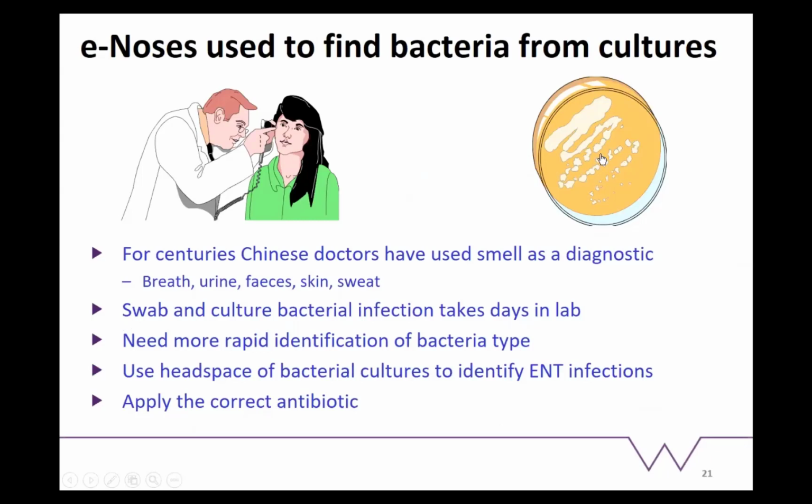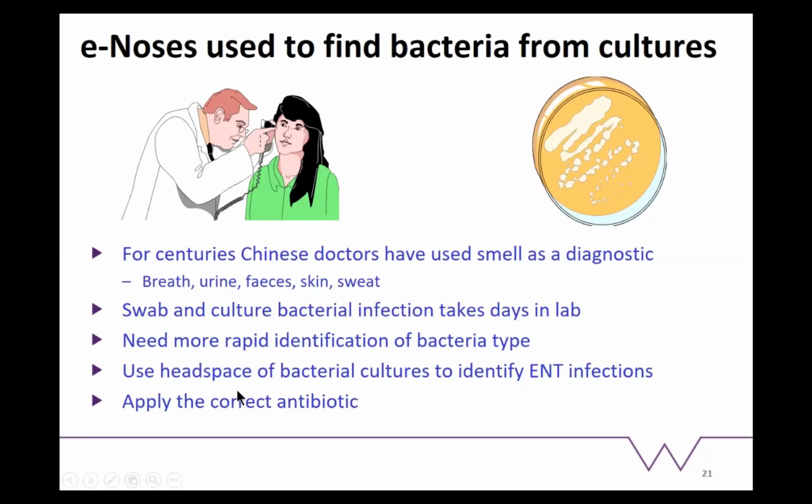So when we started off, I think as the first group to do it in the world, we looked at culturing infections. Now for centuries, Chinese doctors have used smell as a diagnostic. If you smell a patient's breath and you can smell something on it, like acetone, they probably have diabetes or maybe a liver infection. We don't do it in the West, but what we have looked at is trying to look at breath. I've looked at urine, feces, skin, sweat, and so on. But to begin with, we swabbed patients with, for example, an ear or an eye infection, grew the culture, and then tried to identify it with an electronic nose. And we could do it rapidly within a few minutes once it had been cultured. But of course, it does take time to culture it.